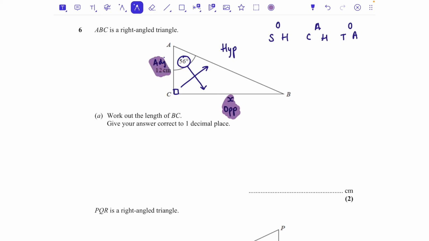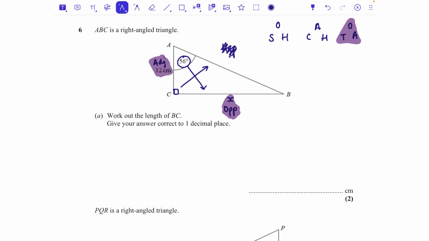The adjacent, we know, is 12. So that's quite helpful information. With the hypotenuse, I don't know how long it is, and I don't want to know how long it is. It's not the thing we're trying to work out. So therefore, that's not going to be helpful in my formula triangle. That leaves me with A and O. So hopefully it makes sense if I say we're going to use TOA here.